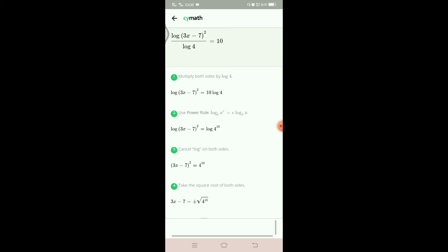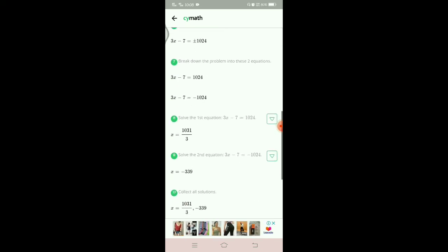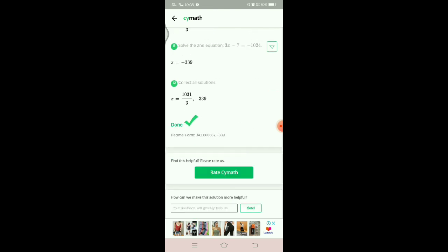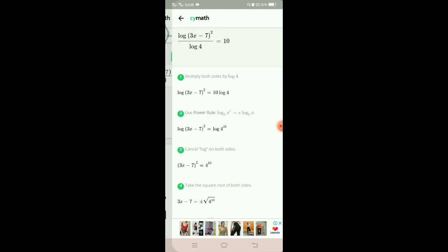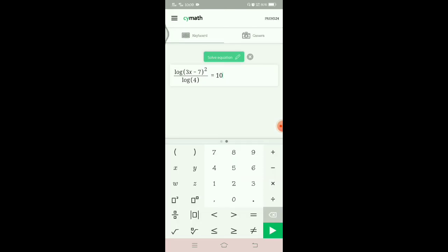We have now the steps, and after those steps, we derive our solution or our answer, which is x equals 1031 over 3, and in decimal form, we have 343.666667. The next one we need to use is the camera.